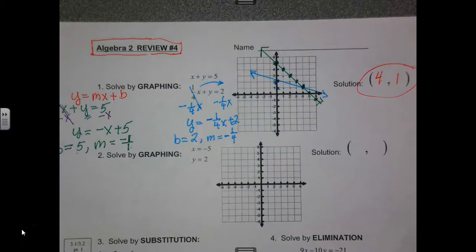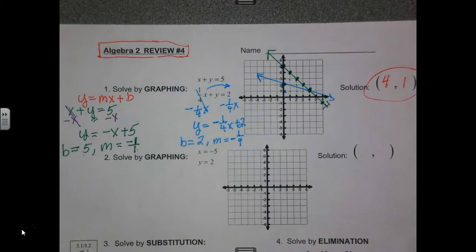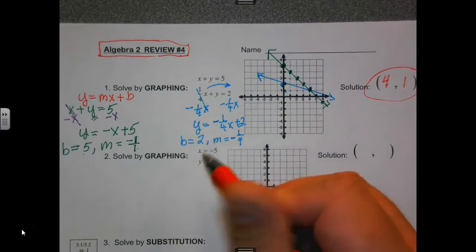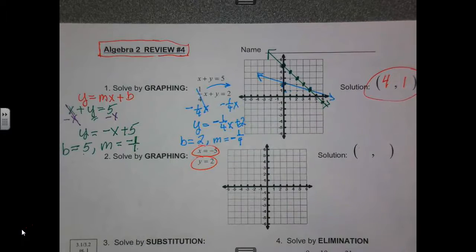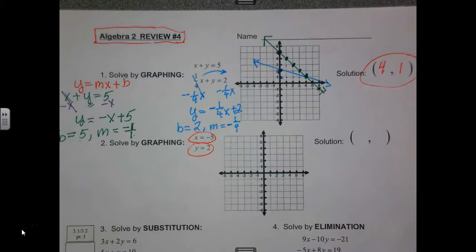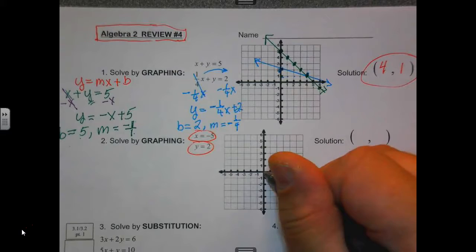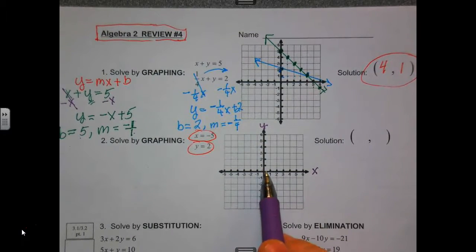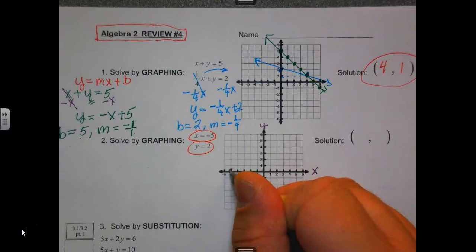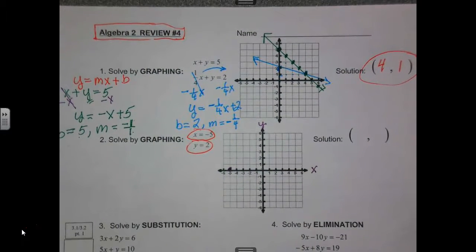How about there should be, oh, another graphing problem. Okay. If I have x equals a number, well, x equals -5. This is my x-axis, right? Y-axis. So x equals -5. So do I have a horizontal line or a vertical line? That's right, vertical.